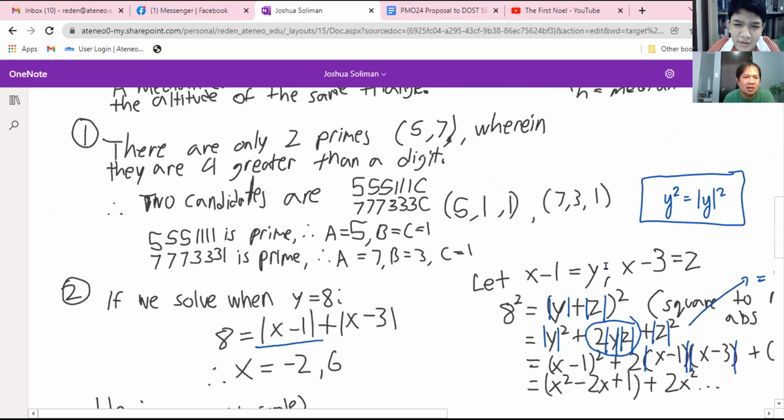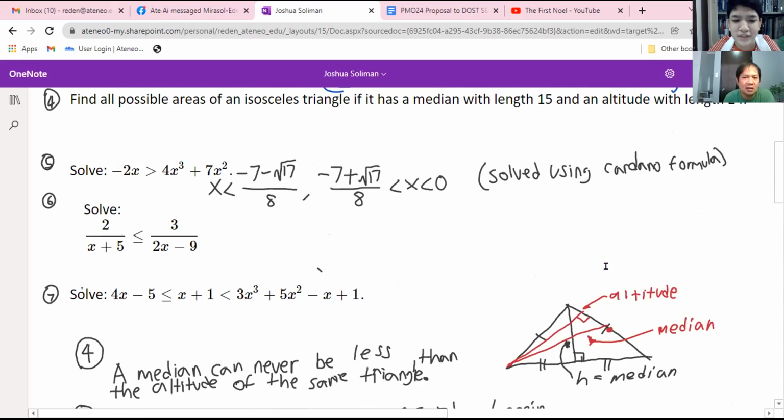No, because the Cardano formula is insanely big. I had to change variables so I would get a depressed cubic, and then from the depressed cubic I'd have nested square roots, and so on. I will end up with these inequalities.